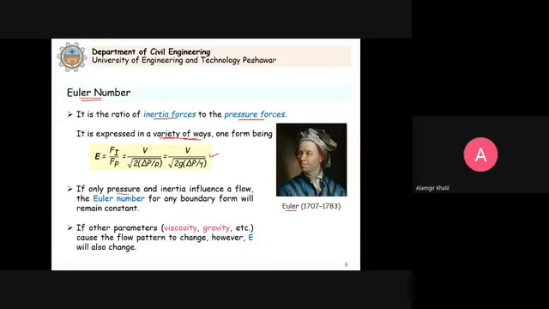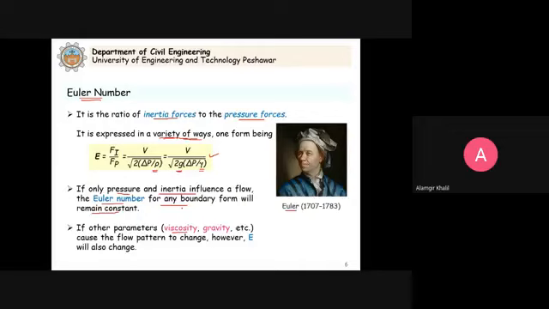So if only pressure and inertia influence a flow, the Euler number for any boundary form will remain constant. Means that for dynamic similarity, the Euler number should be the same in the model and the prototype. So you can see here that gamma is present for this form. So if other parameters such as viscosity, gravity, g is present here, and you see gamma or rho here, if other parameters cause the flow pattern to change, however, E will also change.